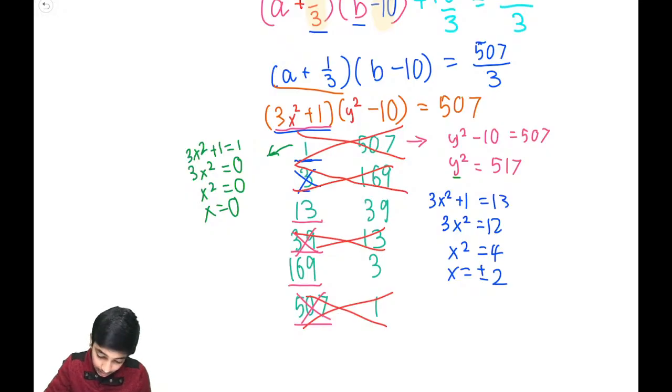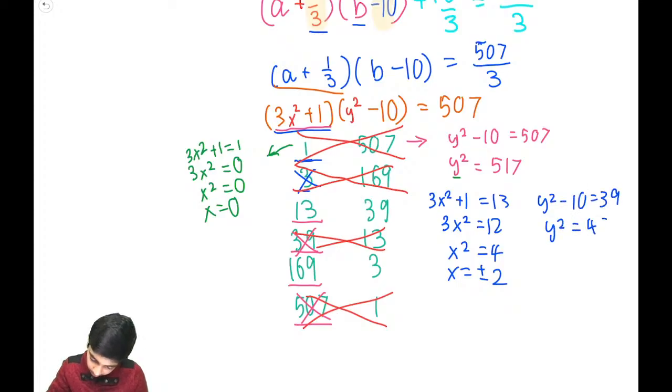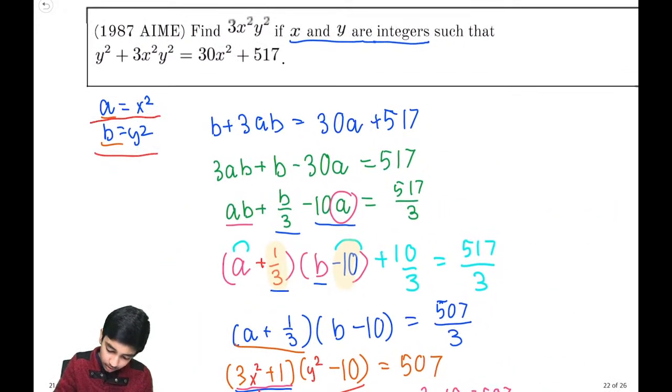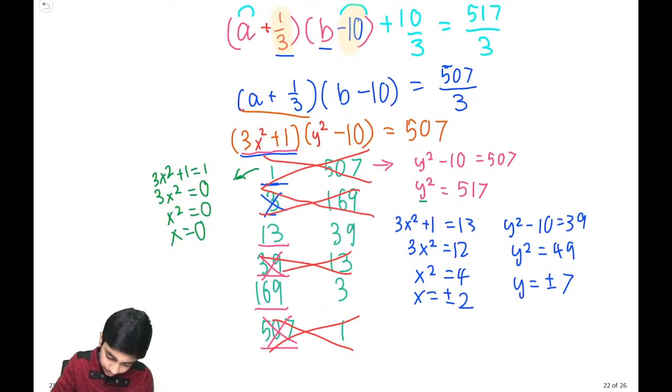And then we also have that y squared minus 10 has to equal 39, meaning that y squared will be 49, or y will be plus or minus 7. Okay, and this does seem to work, since we get x and y integer values. So this does seem to work.